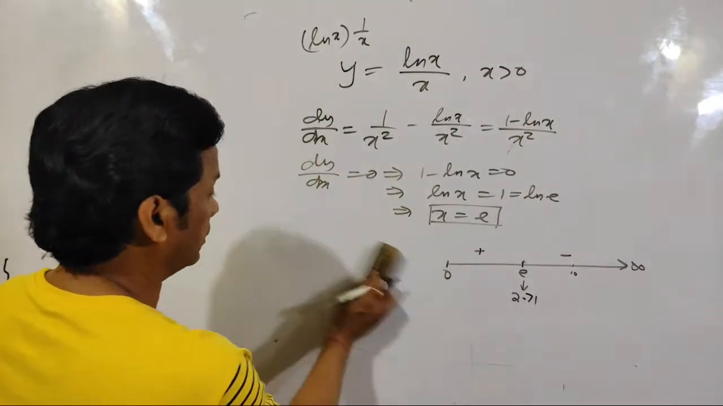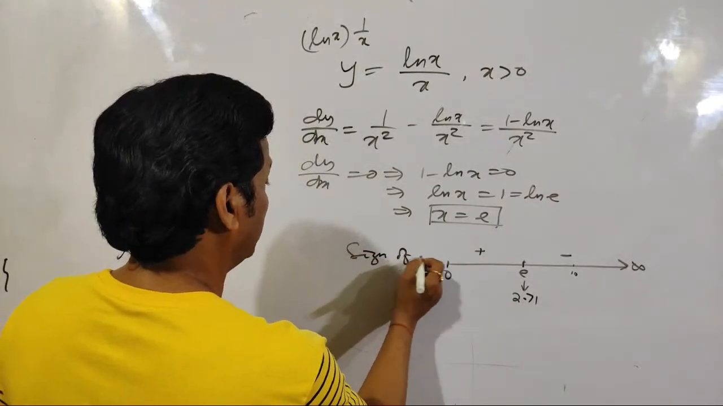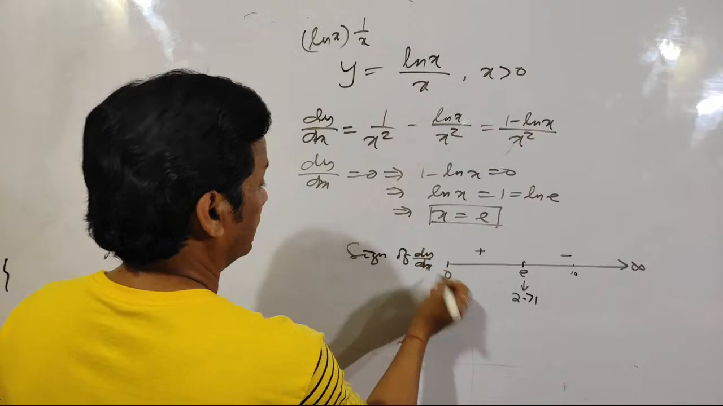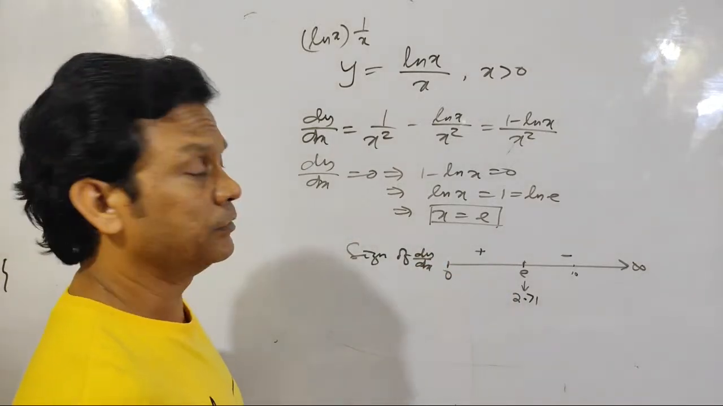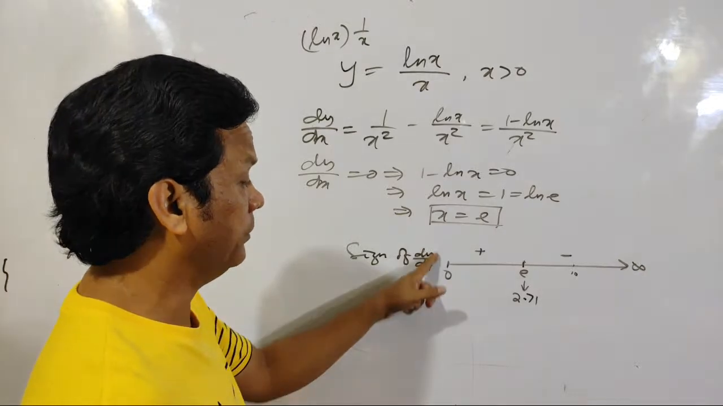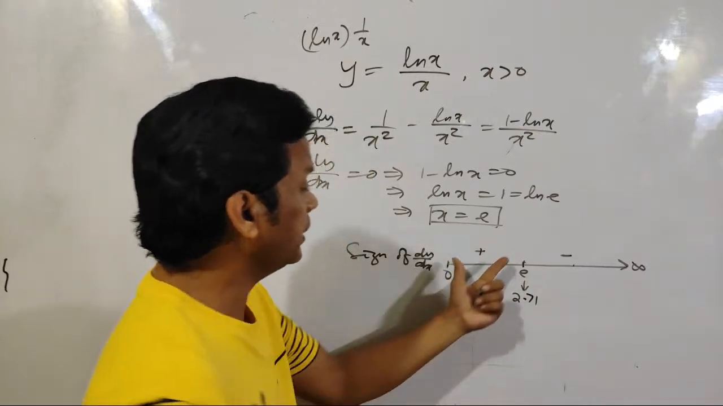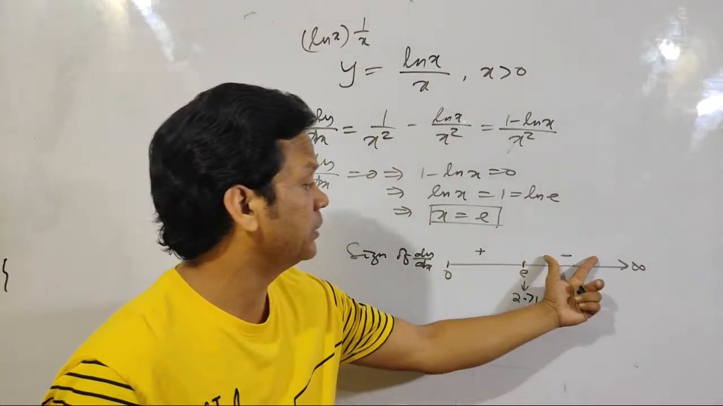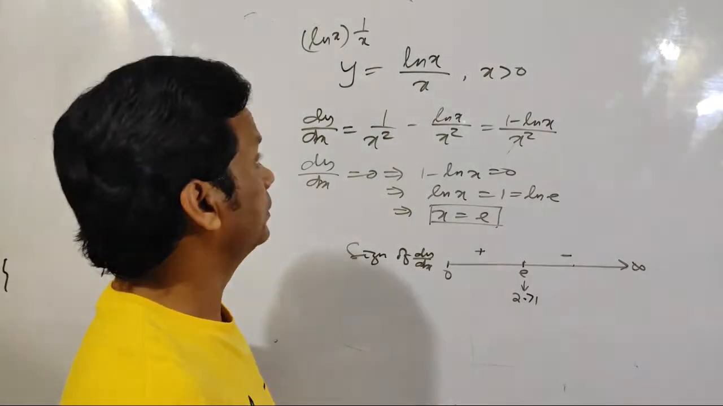Okay. So see here. So here sign of dy by dx, that means in this interval it is positive. Sign of derivative is positive. In this interval it is negative. Hence that means in this interval it is increasing and in this interval it is decreasing. Clear?